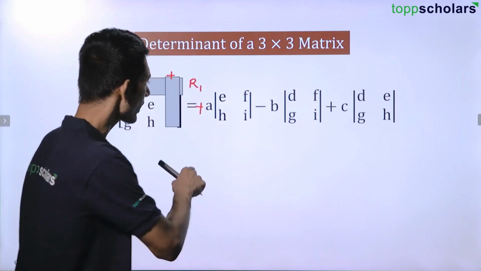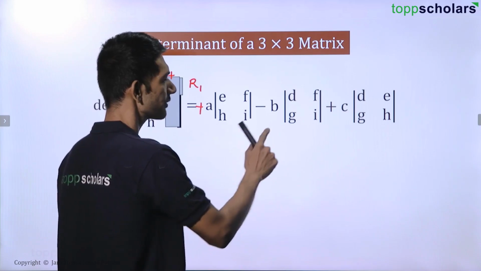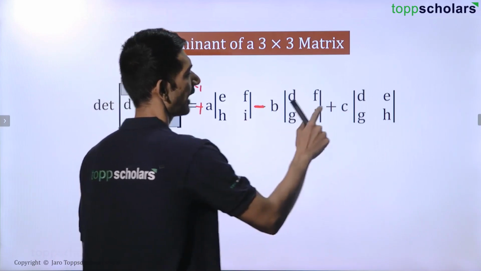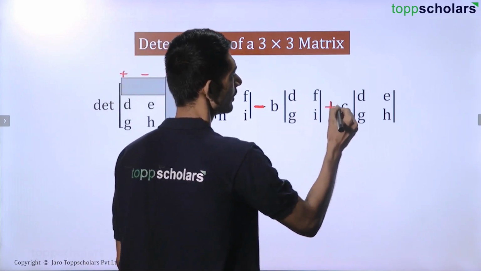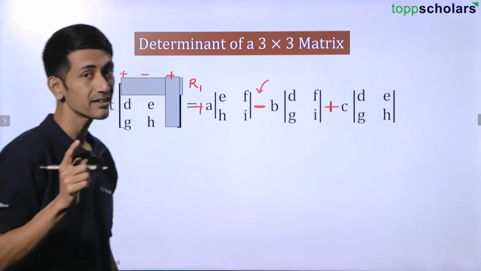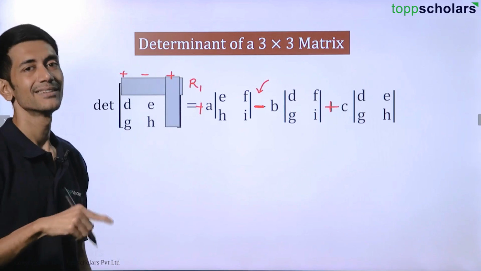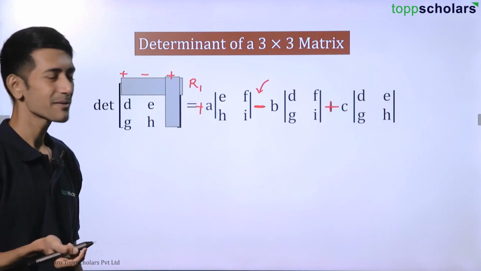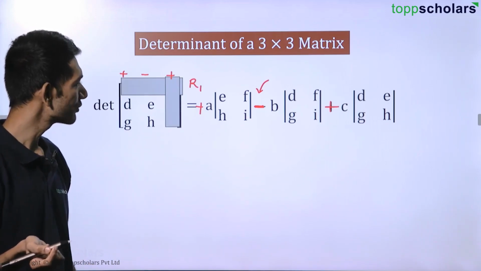So you can see there is alternate plus minus. This part is plus, here we have minus, and then again we have plus. So please remember that the middle one is always minus. If you write down plus there, our answer will go wrong, isn't it? Okay, let's continue further. I hope this part is clear.